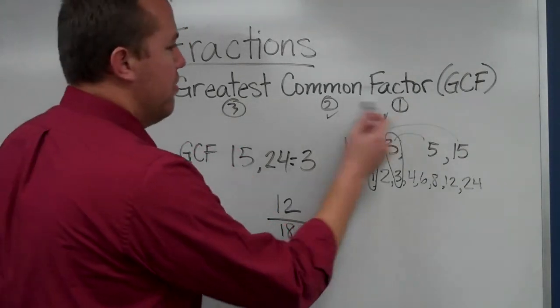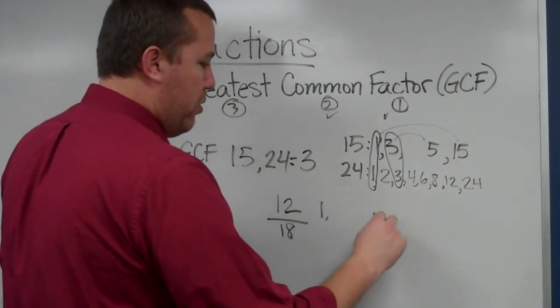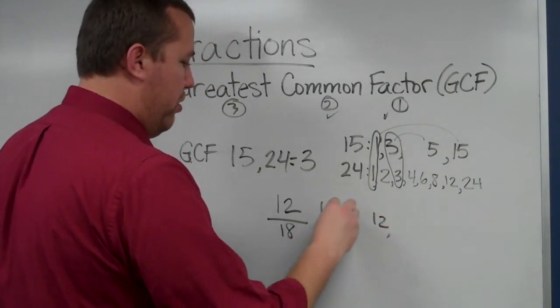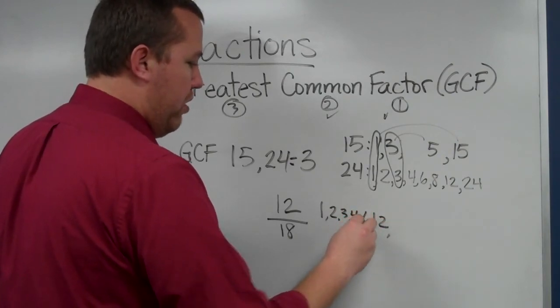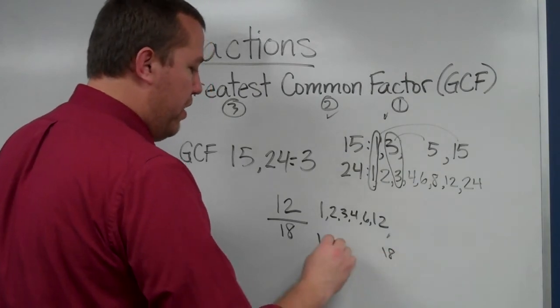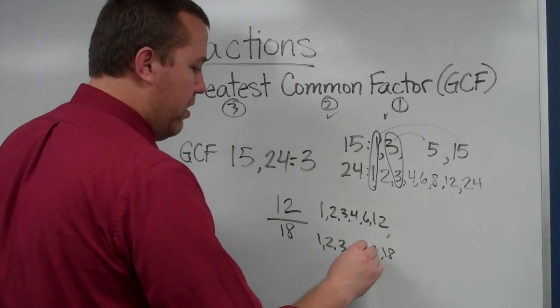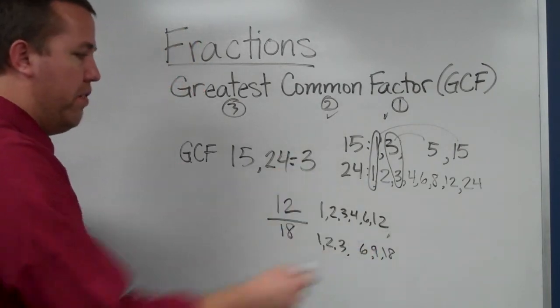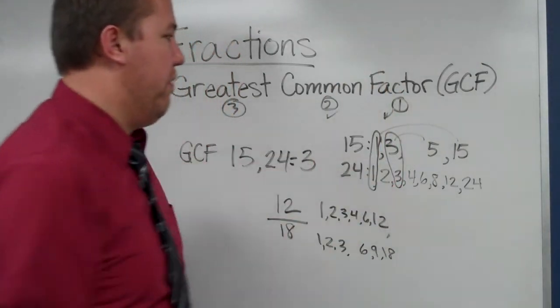So step 1, find the factors and list them. Okay, 1 times 12, 2 times 6, and 3 times 4. Those are the factors of 12. 18, 1 times 18, 2 times 9, 3 times 6. 4 doesn't go in, 5 doesn't go in. I'm set. So, check. Found the factors.